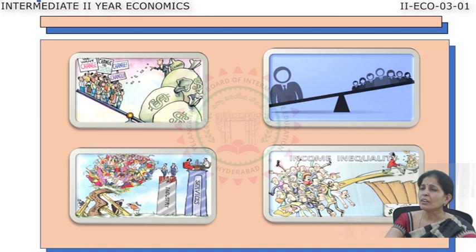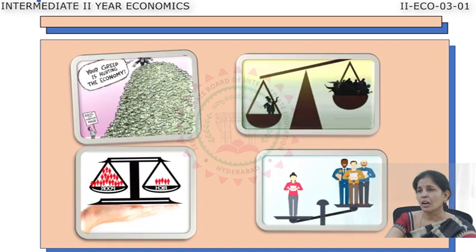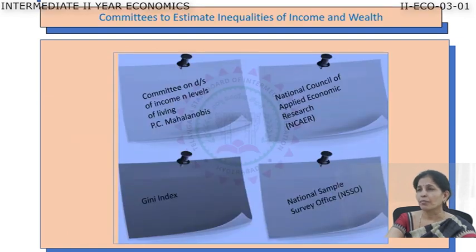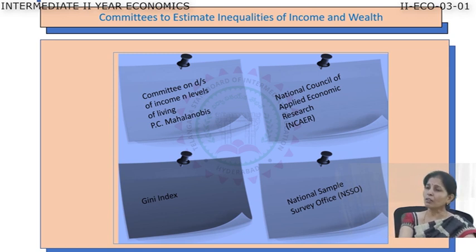So we have a collage of pictures, an infographic which explains how there are inequalities of income, in terms of education, in terms of wealth, in terms of household, in terms of land. There is so much of inequalities of income and wealth. Now, how are we getting to know this inequality?